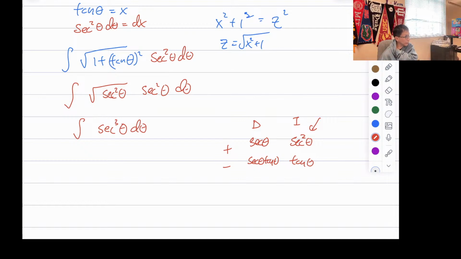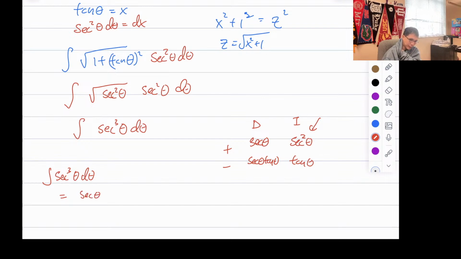Yeah, wait, what is so? Why are you? What is tangent theta? What? Shh. So this is the integration of what? No, that's not. Integration of secant to the third theta d theta is equal to what?